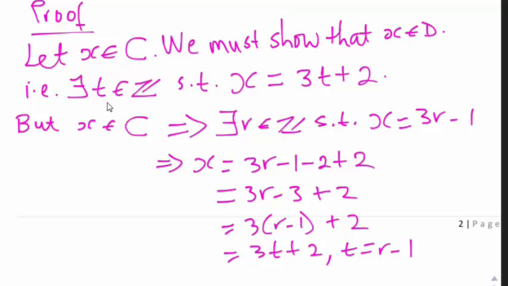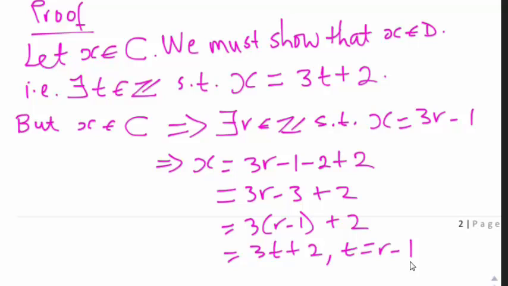Remember, our goal was to find an integer t such that X equals 3t plus 2. Well, we have found a t, and X equals 3t plus 2. Are we done yet? No. I have to verify very clearly that t is an integer. Now, R is an integer. 1 is an integer.